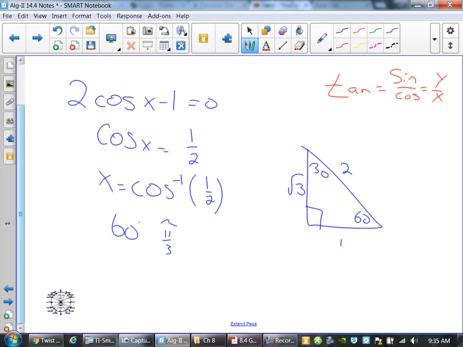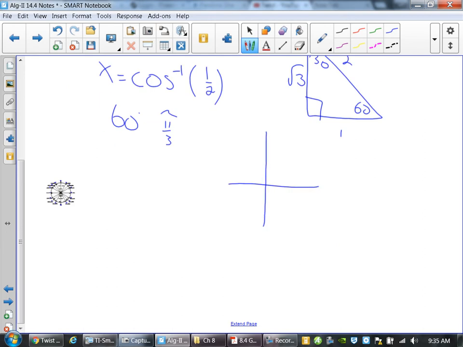Now, where else is cosine positive? Cosine's positive in the first and fourth quadrants. So there are 2 different values, and we're going to start doing this within a revolution. We're going to start looking at it within the full circle. We're going full circle now. Get it? Full circle.